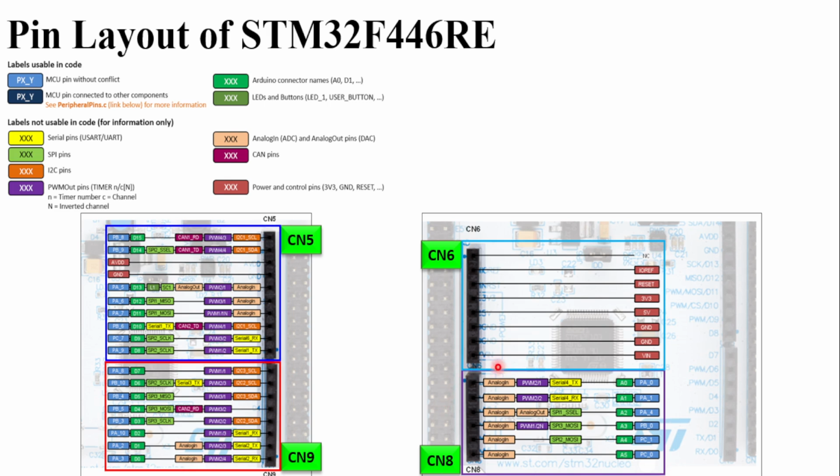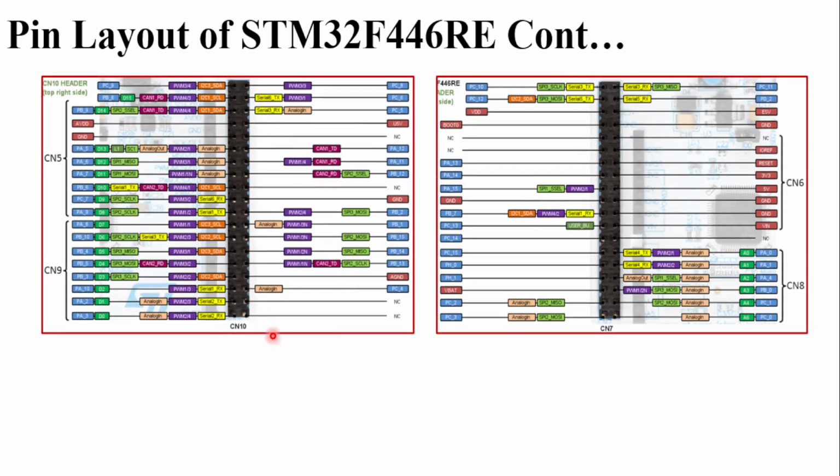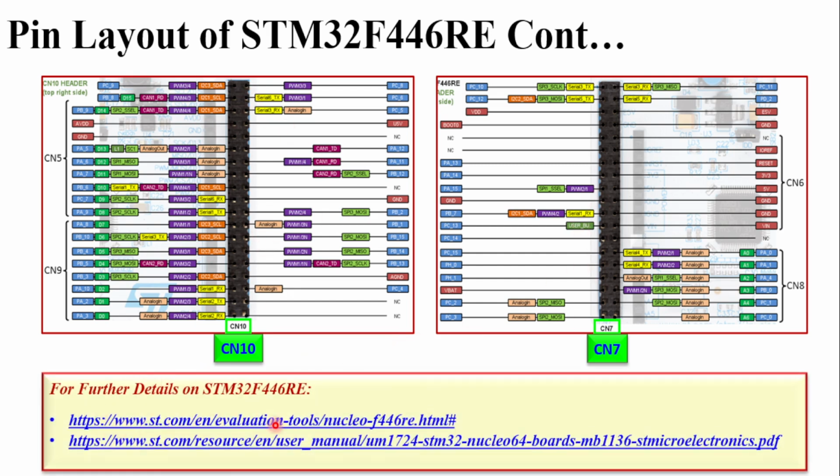So if you are interested in the same pins which are available with the Arduino Uno, you can use CN5, 6, 8 and 9. And like I said, we have connector 7 and connector 10, which will provide you the pins coming from the main microcontroller, which is the STM32F446RE. So here we have 64 pins. For further details, you can visit these two links available.